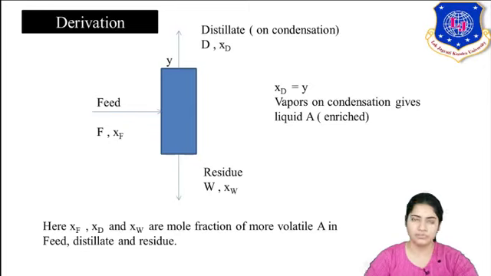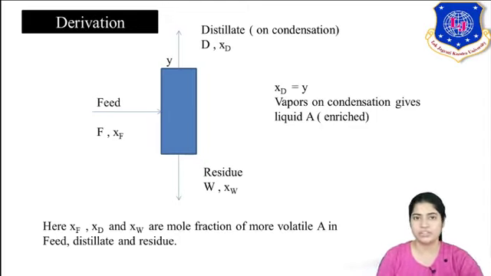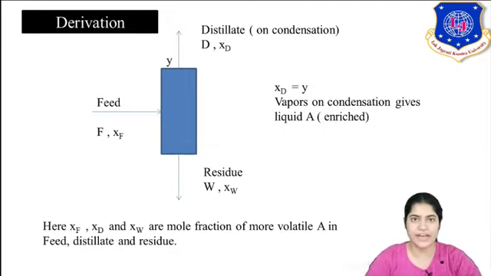Now let's move on to the derivation part. Here certain notations are given. For example, the feed: my molar flow rate of feed, which would be a mixture of A plus B. I am denoting the molar flow rate of feed as F. So what is XF?